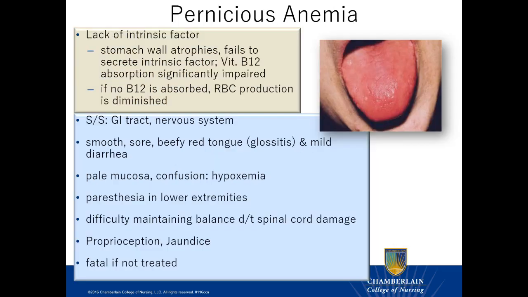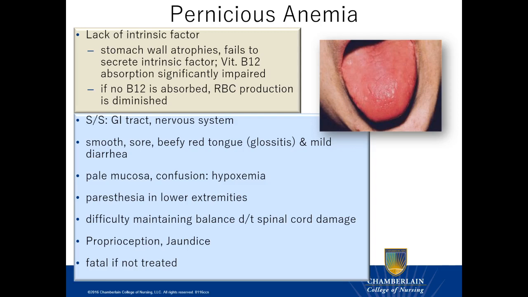Okay, pernicious anemia. Pernicious anemia results from lack of intrinsic factor. The stomach wall may atrophy. It, for whatever reason, fails to secrete intrinsic factor. When it does that, then vitamin B12 does not get absorbed. And if vitamin B12 is not absorbed, then red blood cell production falls off.